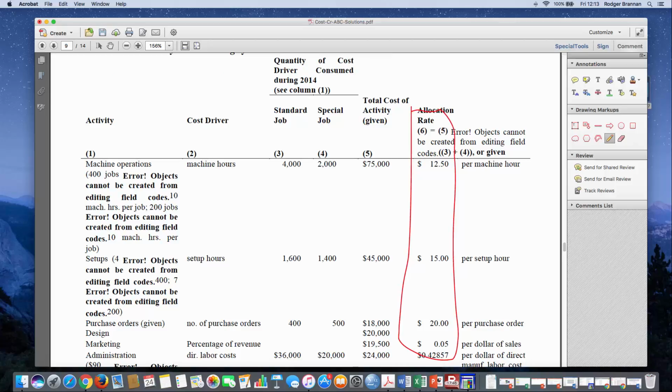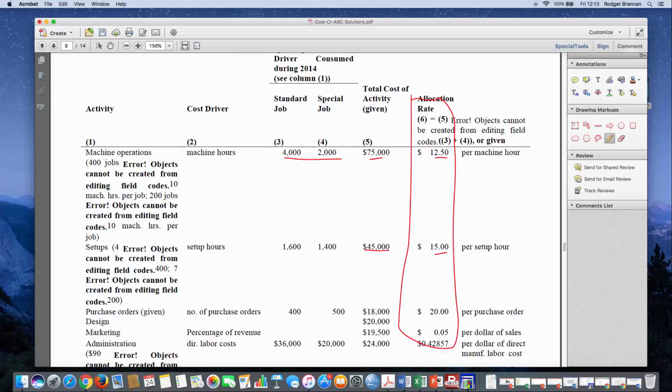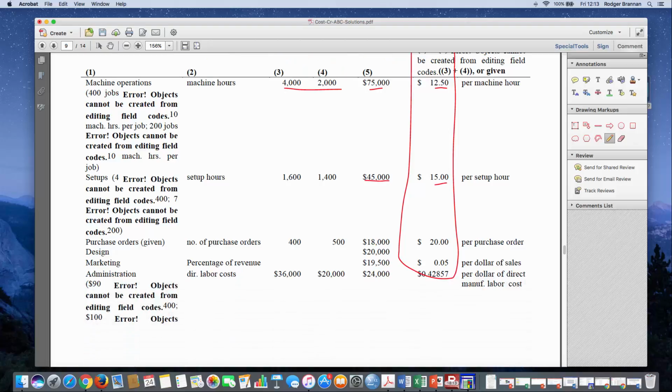So rather than having one plant-wide rate, I'm going to take my machine operations, identify the cost, and I also have my machine hours. So the 6,000 machine hours divided into 75,000 gives me the $12.50. The 3,000 setup hours divided into 45,000 setup cost gives me the $15. And so on. And again, I'm sorry, this is part of the solution guide, and they have all these kind of odd things in here.